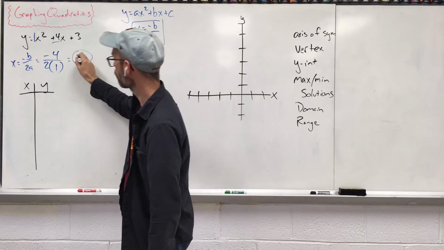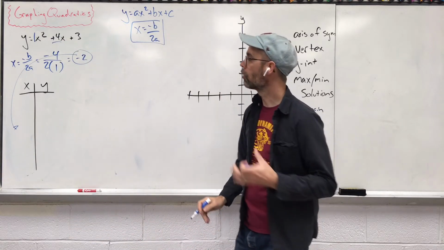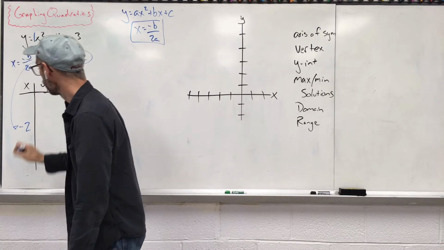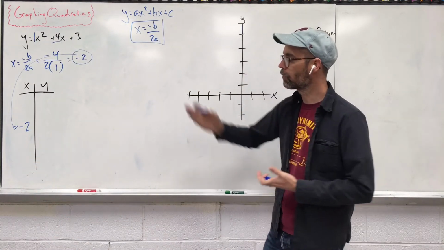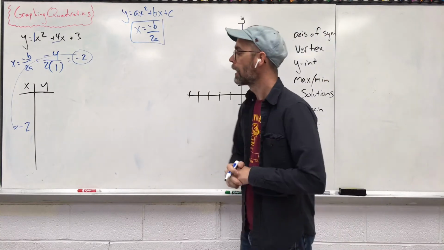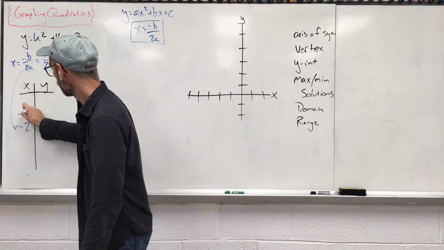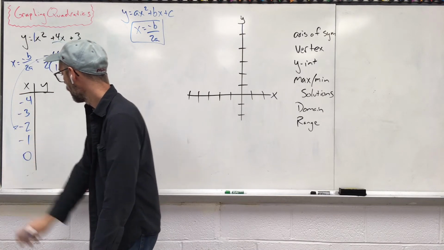Now this answer goes into our t-chart right in the middle, because we just found the axis of symmetry, x equals negative 2. That's in the middle of our graph, and we want it in the middle of our t-chart. Now we need to find numbers smaller and numbers larger. So smaller numbers, negative 3, negative 4, and larger, negative 1 and 0.